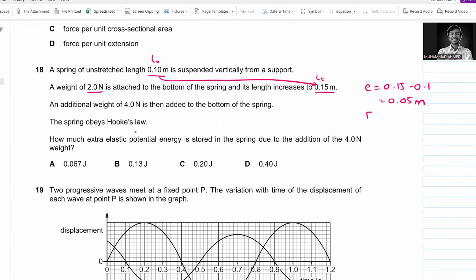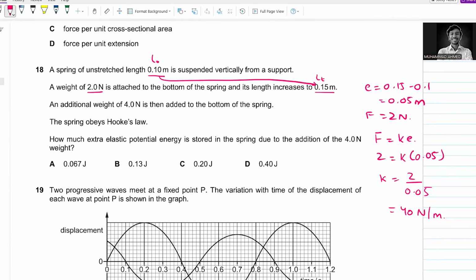Force क्या है बेटा? 2 Newton. Can you calculate the spring constant? Yes. F is equal to k e. Force 2 है, k यहाँ पे आ जाएगा. Extension is 0.05. Can you calculate the value of k? Yes. 2 divided by 0.05. What does your answer come out to be? 2 divided by 0.05. This comes out to be 40 Newton per meter. This is your value of k or spring constant. Simple.